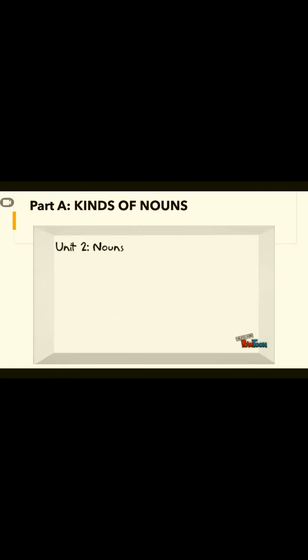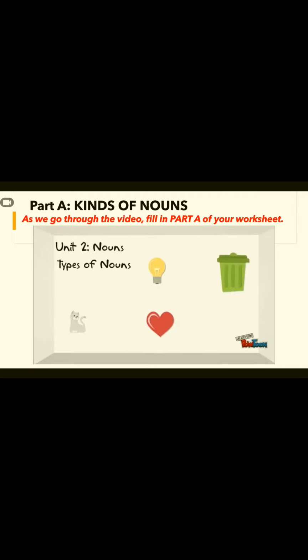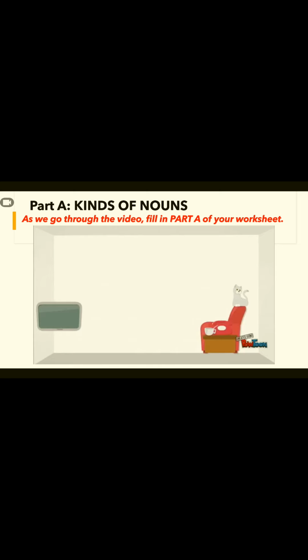First of all, we are going to look at some common kinds of nouns, so we get a good concept about the plural and the singular form. Now, if you find the video too fast, you can pause the video and then take notes and then move on. Now, first of all, let us look at the different kinds of nouns through this video. You can see there are different kinds of nouns in English.